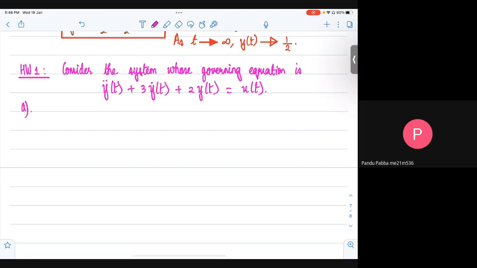What I am asking you to do is first consider both initial conditions to be 0. Of course, this is a second order ODE, so you need two initial conditions: y of 0 and y dot 0. You take both to be 0, and then find the unit step response. That is the first problem I want you to solve.